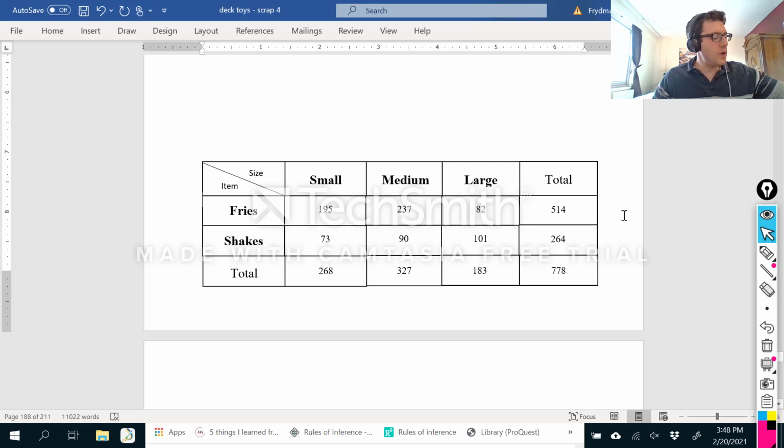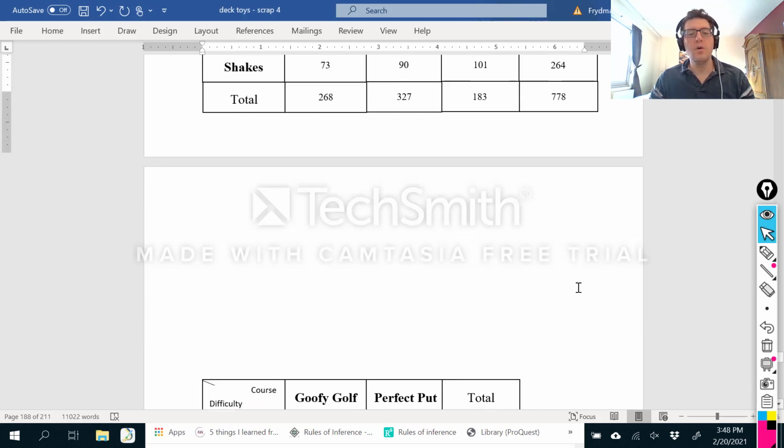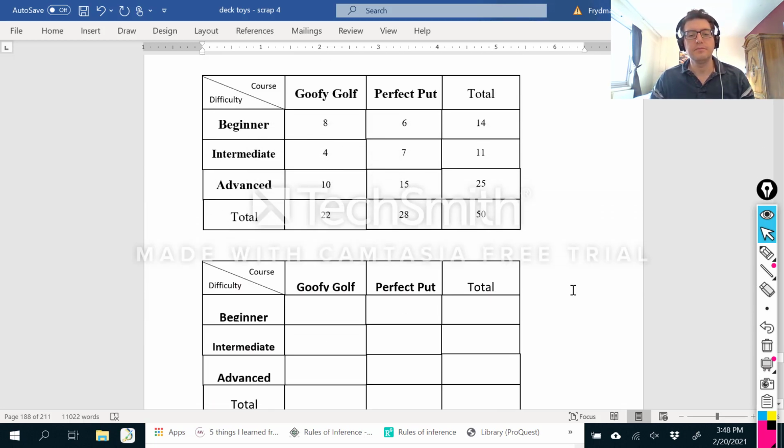Okay, so what else are we going to do? Now, what if, let's say I have, let's do a different two-way table over here. So this table is another frequency table. A frequency table is just the table that tells you how many of something. Okay, so for example, this is a two-way table that has to do with the level of difficulty of all of the holes in two different golf courses.